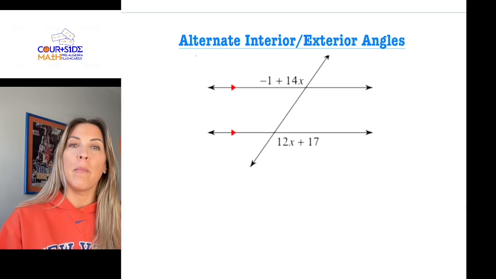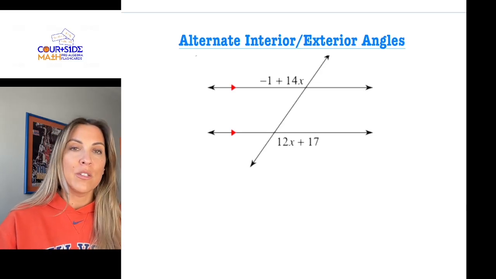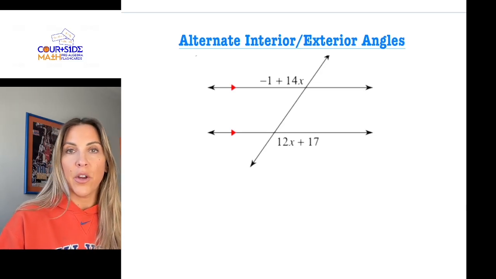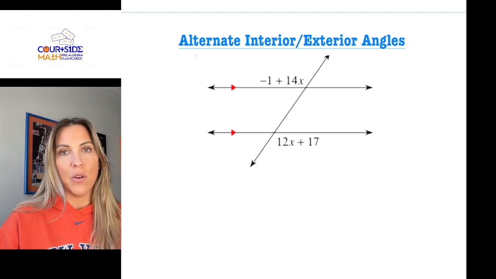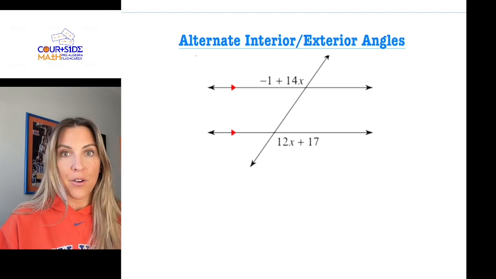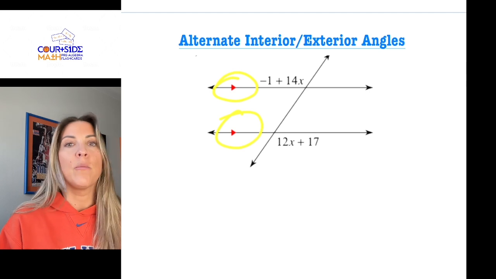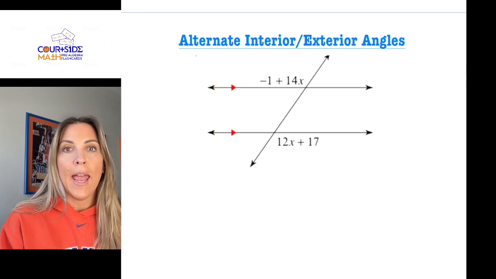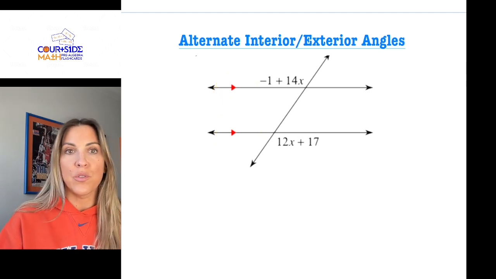I'm going to show you how to find the measure of an angle when you are given that there's a relationship that's either alternate interior angles or alternate exterior angles. So looking at the diagram that we're given, I know that I have parallel lines here because of these symbols, and I see that they're cut by a transversal, so angles are formed.